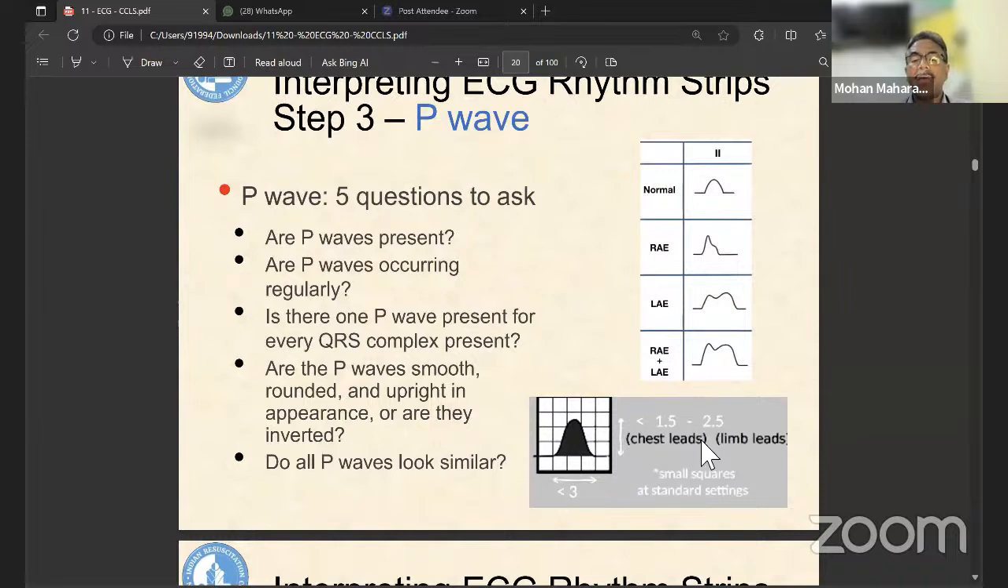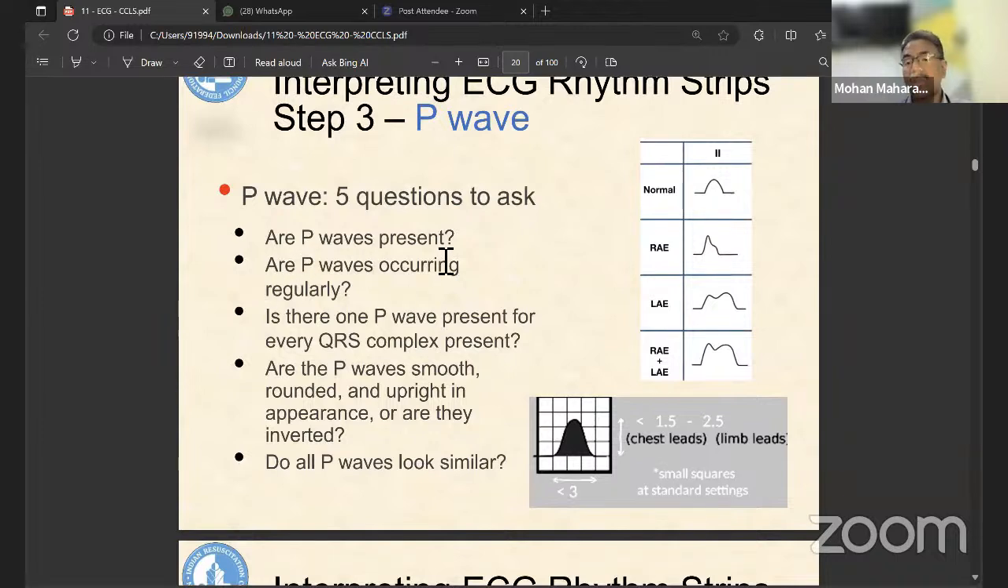Normally, in the chest leads the deflection is less than 1.5, while in the limb leads it is 2.5, because, as I told you, there is a difference between them. So normally, it is less than 3 at any given point of time for a P wave, at standard settings.